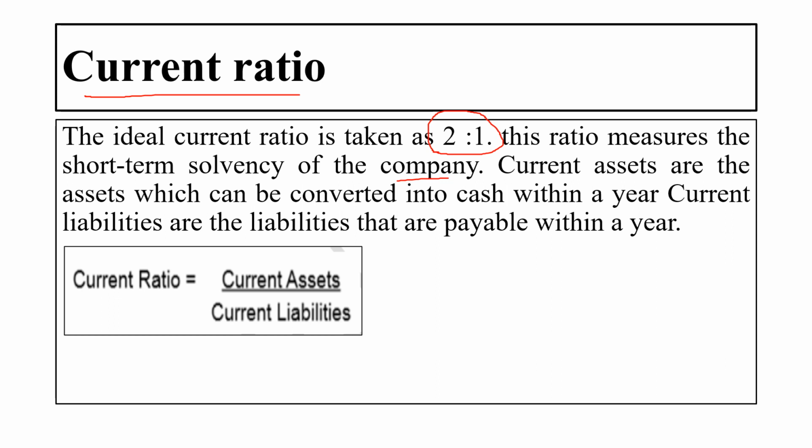Current assets are the assets which can be converted into cash within 1 year, and current liabilities are the liabilities that are payable within 1 year. So what is important here is that when we are talking about the current ratio, the current assets will be converted within 1 year. The same applies to current liabilities. The liabilities should be payable within 1 year. Okay. The formula for the current ratio is: current ratio equals current assets divided by current liabilities. Please learn this formula by heart.